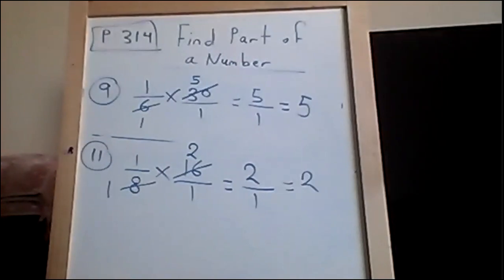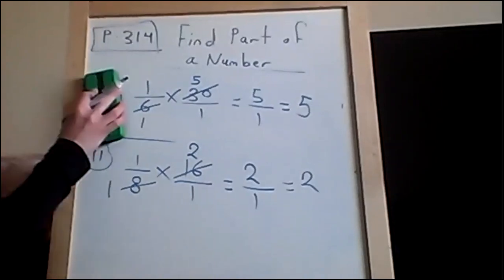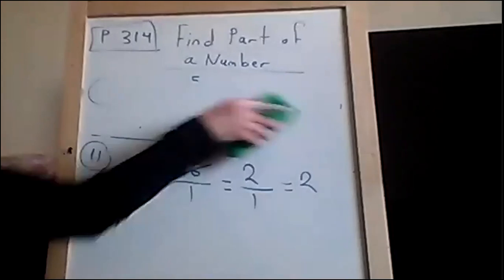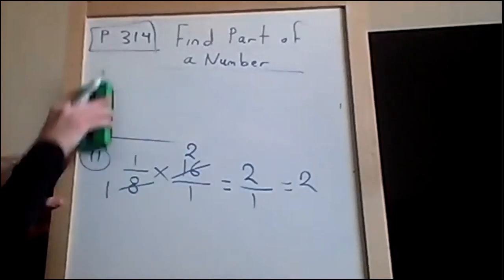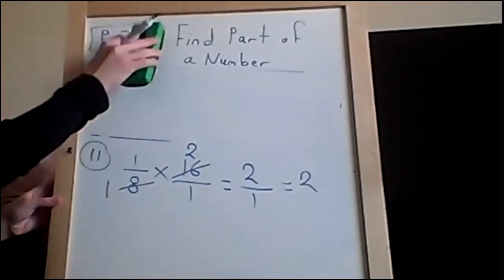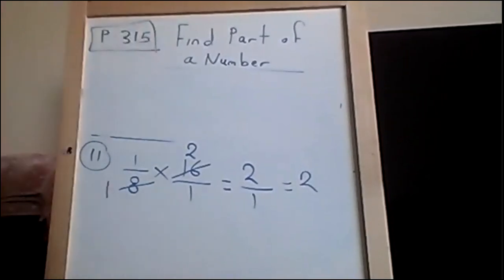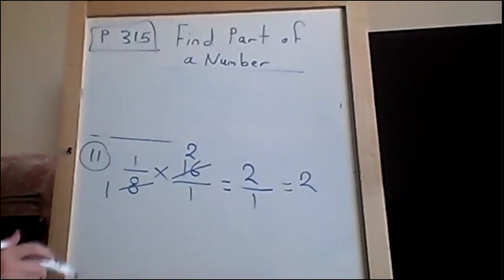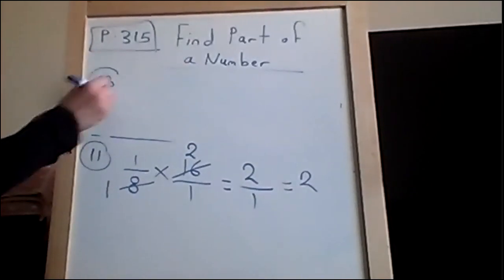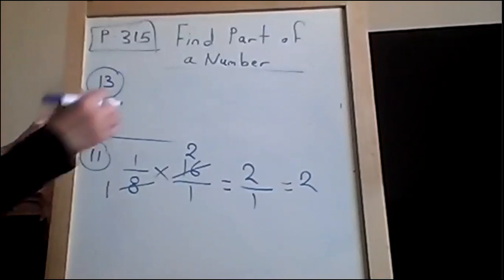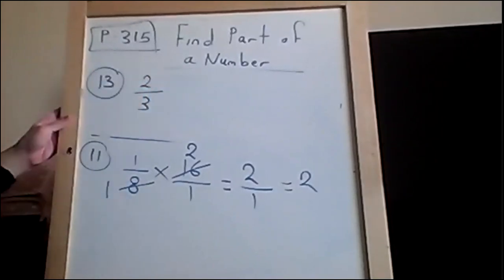Now we are on the next page, 315. So I will erase 9. Question number 13. Same idea, girls. We have of, if you see of, you have to multiply.